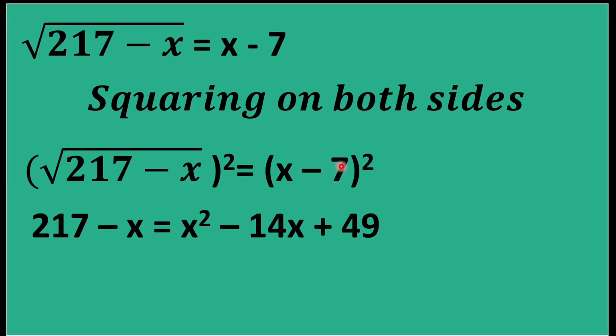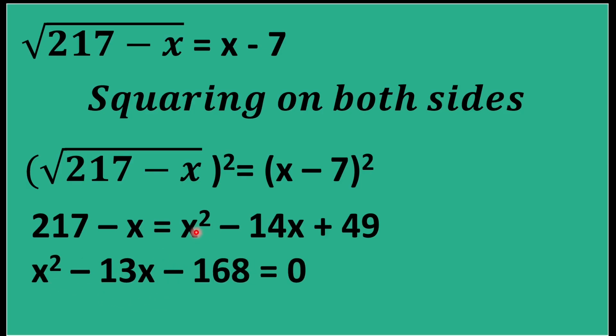So 2 into 7 equals 14, and this a. So overall this will become minus 14x, and plus b squared. So b is 7, so 7 squared equals 49. So overall this equation will become x squared minus 14x plus 49 after expanding this. So now we will take all the constants and variables aside.